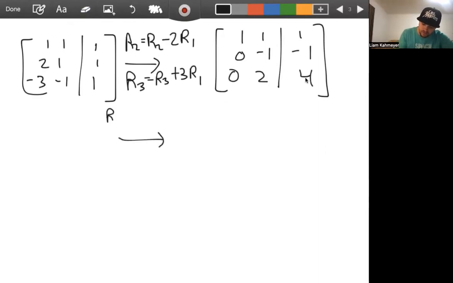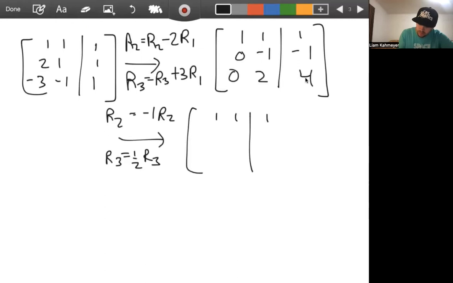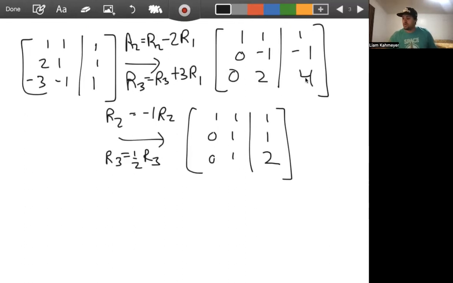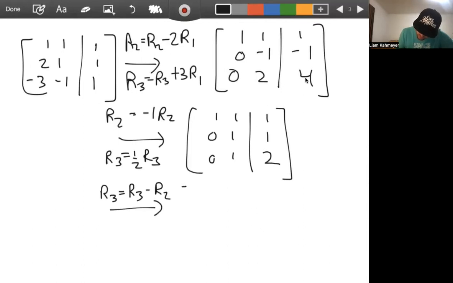We can take row 2 and replace that with -1 row 2, and then we can take row 3 and replace that with 1/2 row 3, and we'll get 1, 1, 1, and then 0, 1, 1, 0, 1, 2, right? Once we do that, you'll notice we can take row 3 and replace that with row 3 minus row 2. This gives us 1, 1, 1, 0, 1, 1.